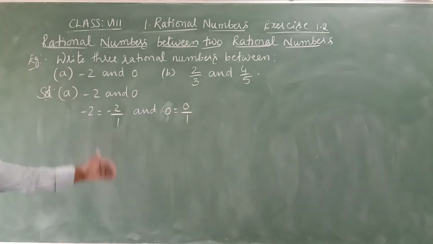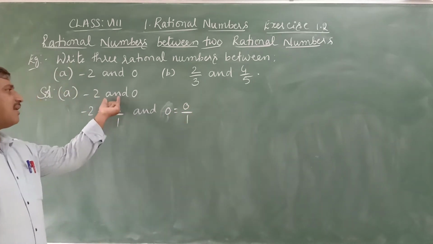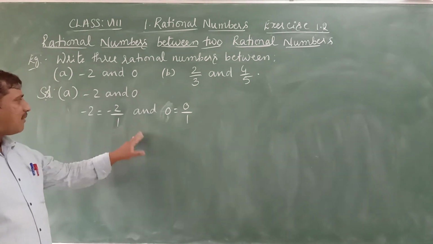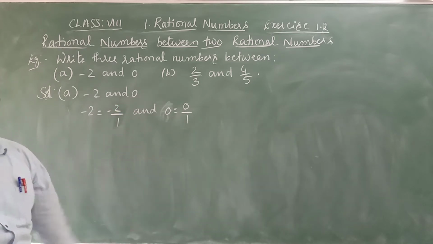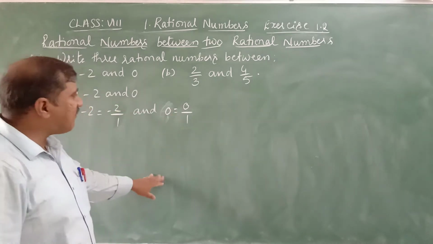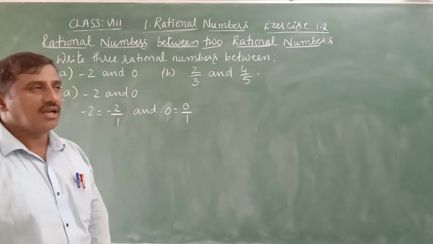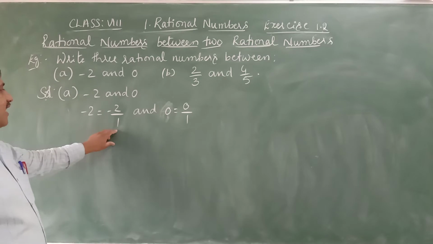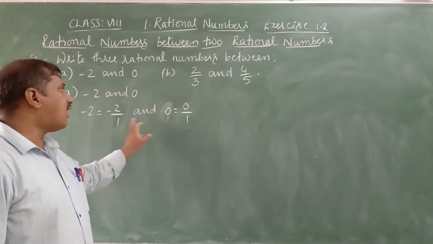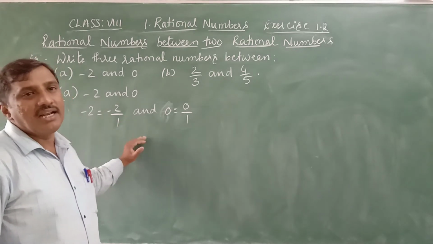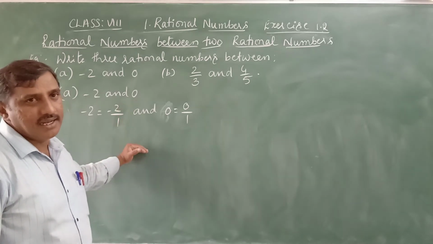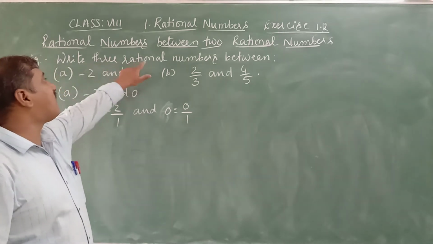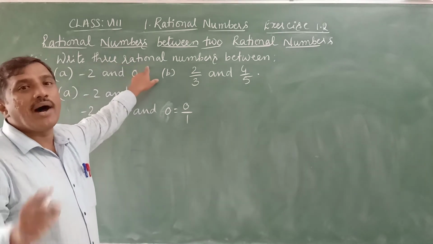Now the denominators are the same. Write the given rational numbers with the same denominator, 1 and 1. Can we find rational numbers between these two? Yes, we can find. Like -1 by 1 we can find, and many more. But here we require three rational numbers. So when you find the denominators are the same, then you multiply both rational numbers, that is numerator and denominator, by one more than the required number of rational numbers.